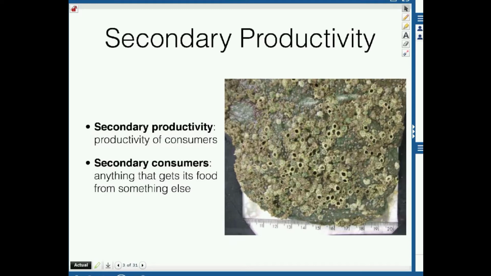So secondary productivity. Primary productivity are plants, things that get their energy from the sun in 99% of ecosystems, terrestrial or aquatic. And then secondary productivity are the consumers, the things that eat the plants or eat the other consumers. We call that secondary productivity. So they are like the biomass of animals, usually, and things that don't make their own food.